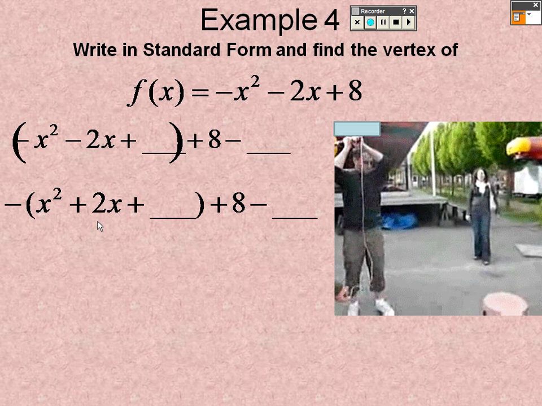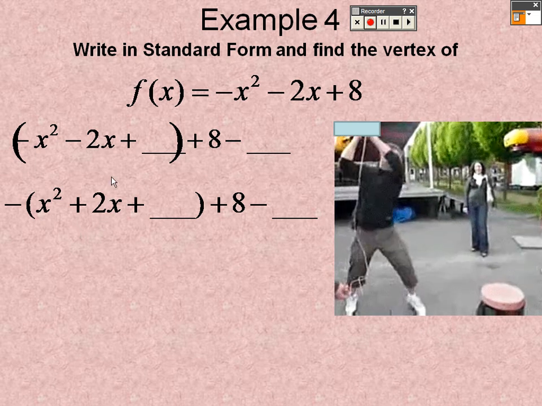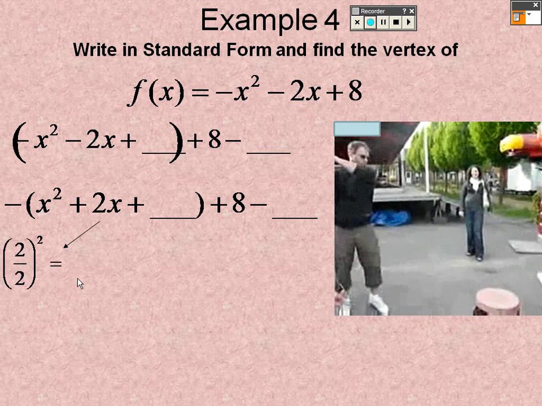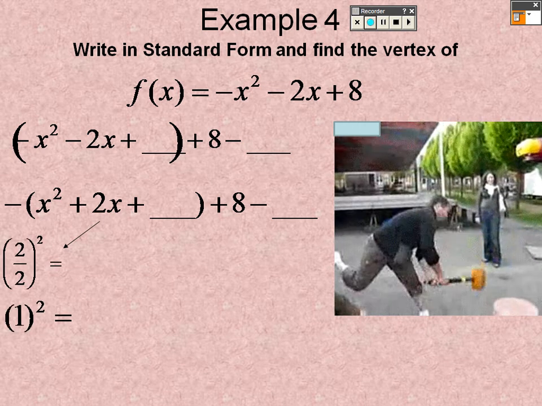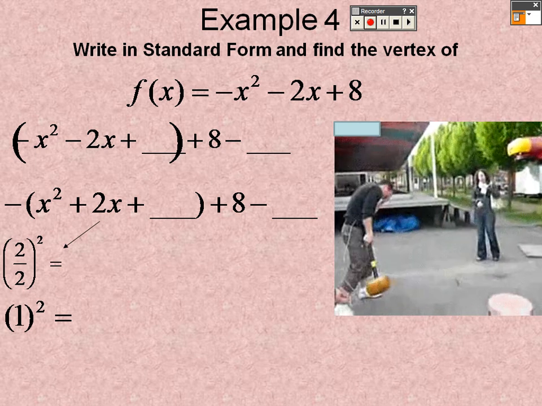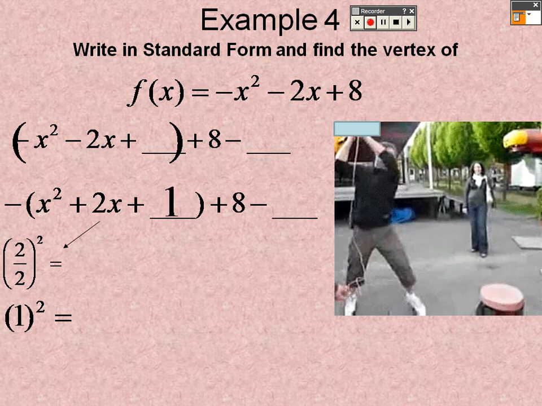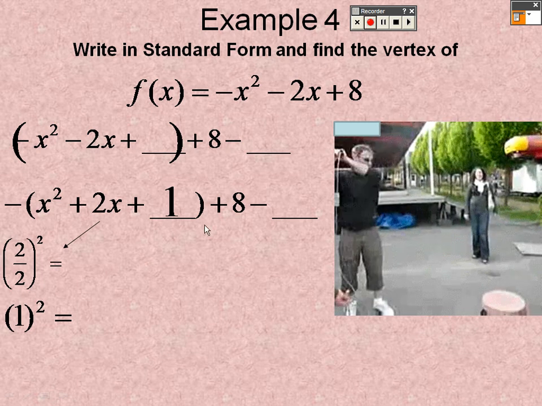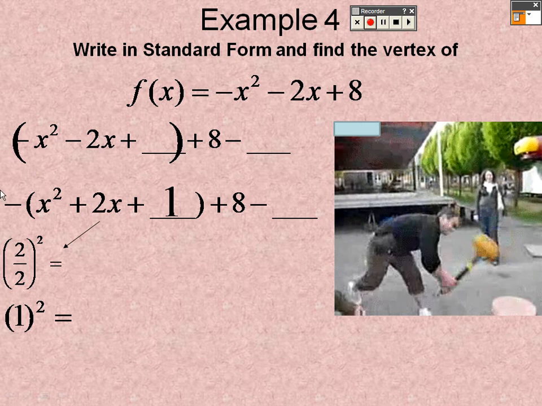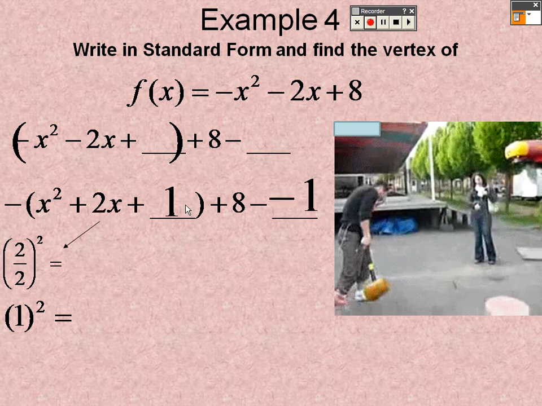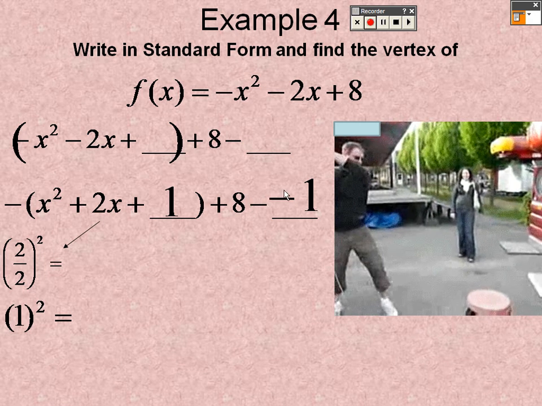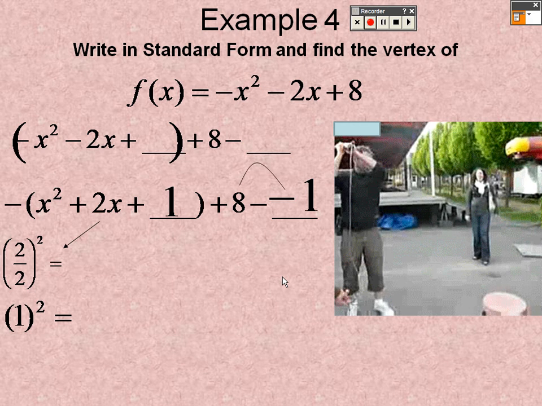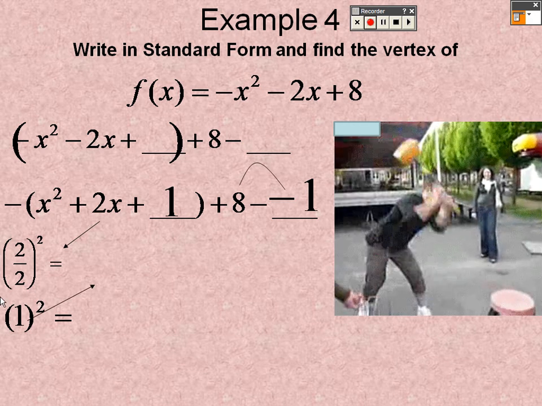So the formula states b over 2 squared. So b is 2, so it's 2 over 2 squared. 2 divided by 2 is 1. So really it's 1 squared, and 1 squared happens to be 1. So whatever I add to this side, I have to take away, but this is a negative 1, right? I have to take whatever's from the outside through, which means it's 8 minus a negative 1. So over here, minus a negative becomes plus, so that's really a 9 on the outside.